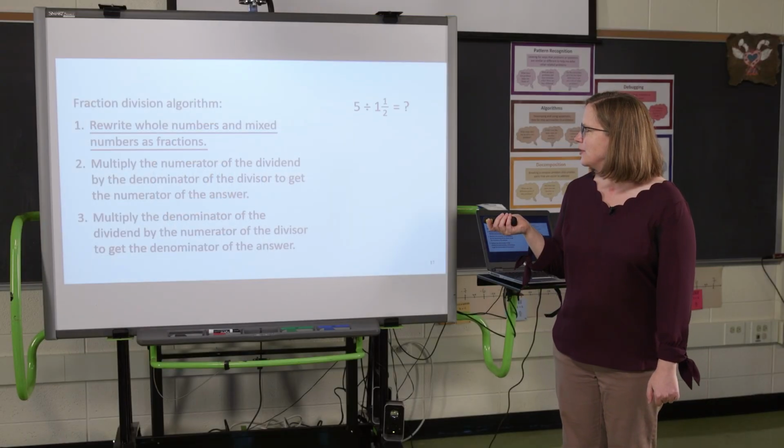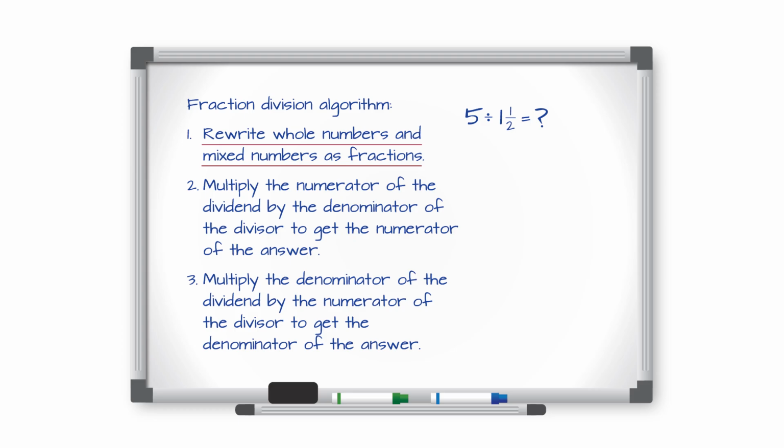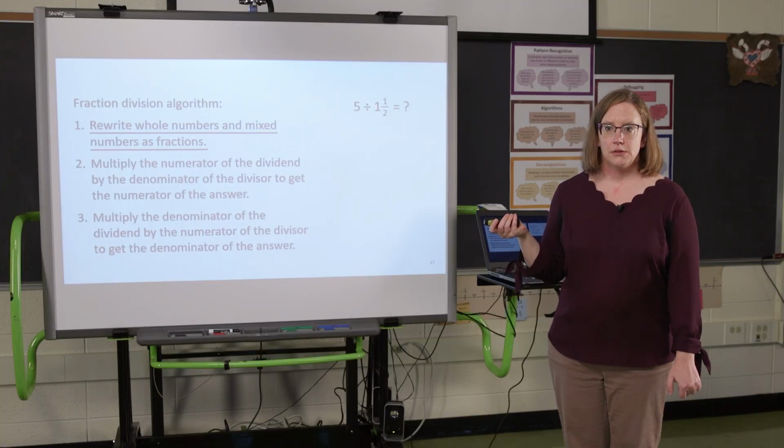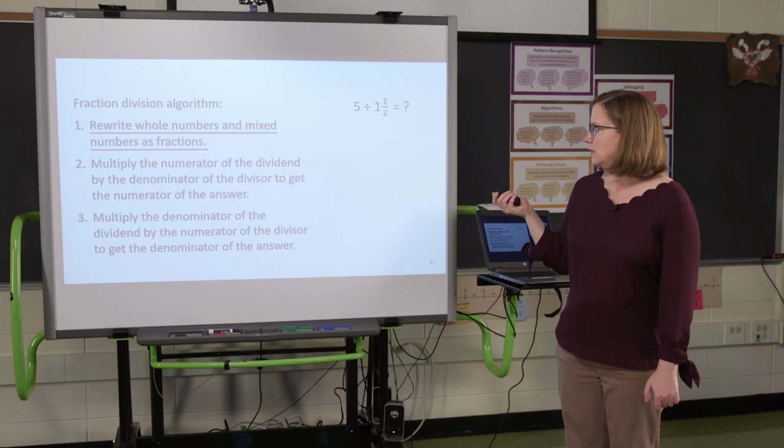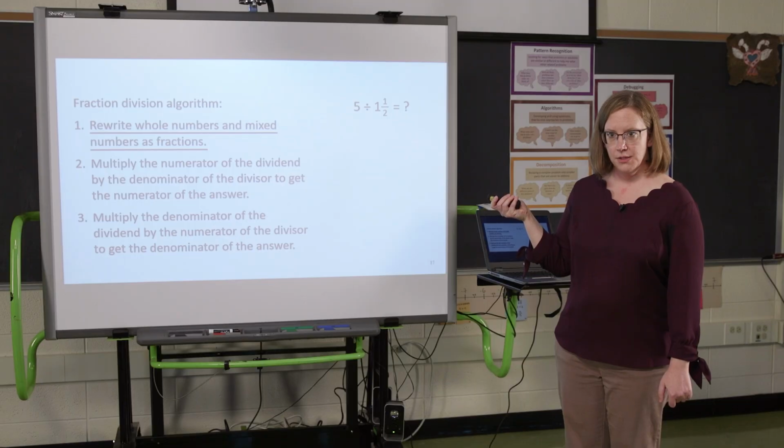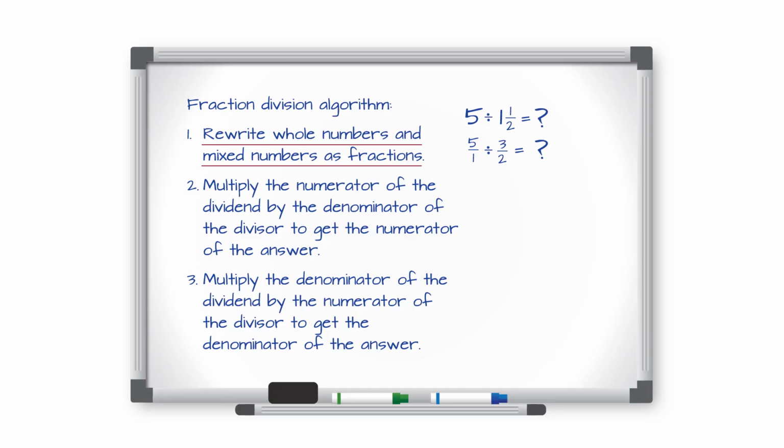So let's try it on the problem 5 divided by 1 1/2. The first step says, rewrite whole numbers and mixed numbers as fractions. So what do we rewrite here? Yep, I agree. So 5 becomes 5 over 1, and 1 1/2 becomes 3/2.